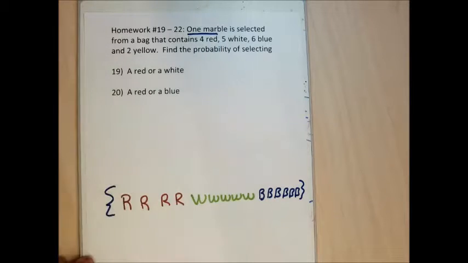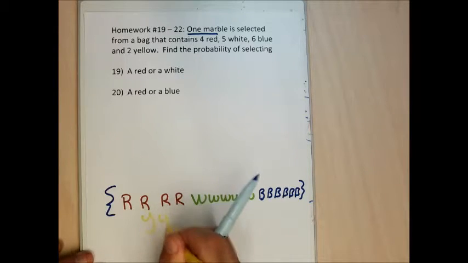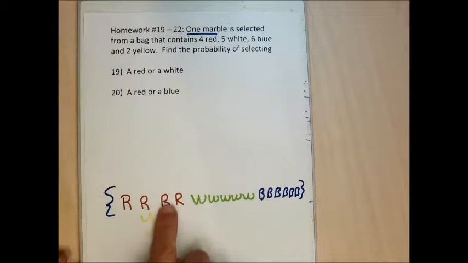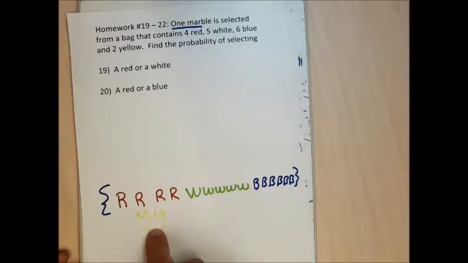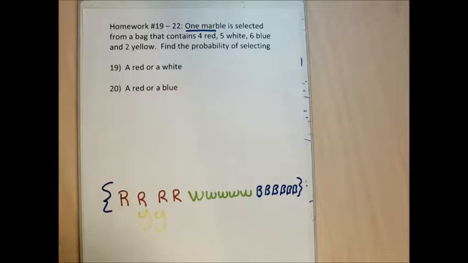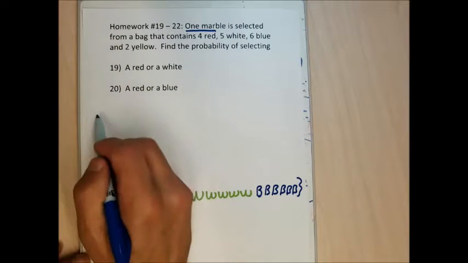So one marble is selected from a bag that has, oh, and 2 yellows. Oh, I missed these yellows. I actually have a yellow, yellow, yellow. So I have 4, 9, 15, 17. My fractions are going to have a 17 in the denominator. What's the probability of getting a red or a blue?